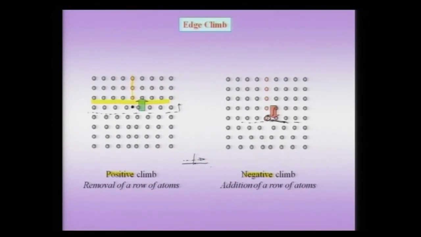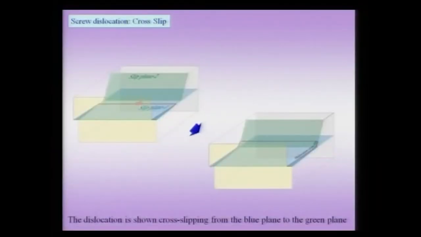So, the process of climb for an edge dislocation is actually simple to understand, wherein the dislocation moves either one plane parallel to itself up or one plane parallel to itself down. A screw dislocation can leave its slip plane by a process known as cross slip, which has been schematically shown in the diagram here. In this case, you see that the first active slip plane is the blue plane, and for now we will assume that both the blue and green planes are crystallographically equivalent planes, and we know that the Burgers vector has to be in this direction, which is parallel to the dislocation line.